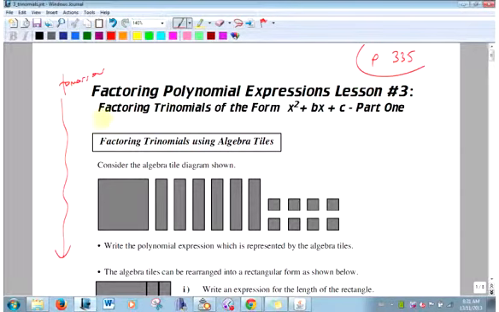So we're going to factor trinomials of the form x squared plus bx plus c. Okay? What do we notice here? What's the coefficient of x squared? 1. Don't be shy. Come on in. Okay? That's a 1. This is going to be the easier one.